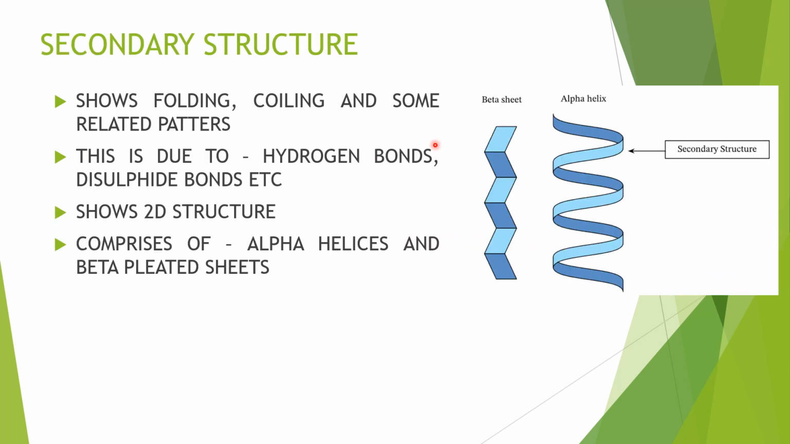The secondary structure basically comprises the foldings or the coiling and related patterns. This is due to hydrogen bonding or disulfide bond formation. And because of these intra-chain bondings, you are able to see the attainment of a two-dimensional structure. It basically comprises two structural organizations: one is the alpha helices, while the other is the beta pleated sheets.